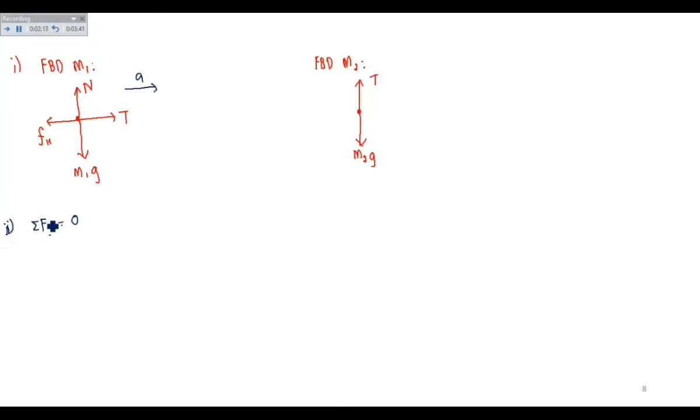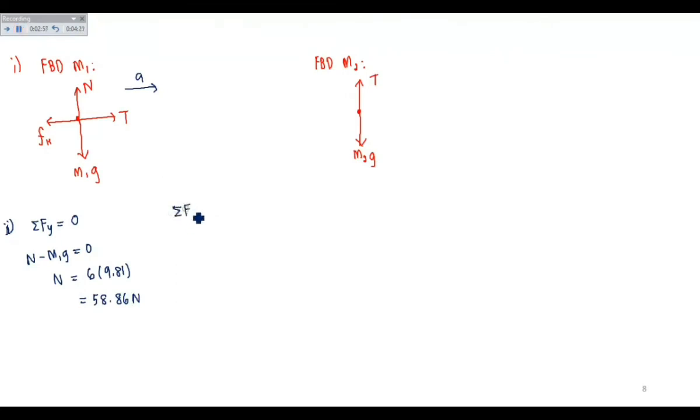So kita resolve summation Fy equals to 0. We will have N minus M1G equals to 0. So N equals to 6 times 9.81. So we will get the value of normal force, N is 58.86 Newton. Dan resolve ni kita resolve pula into X component.